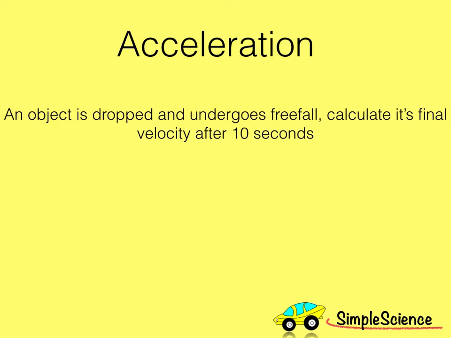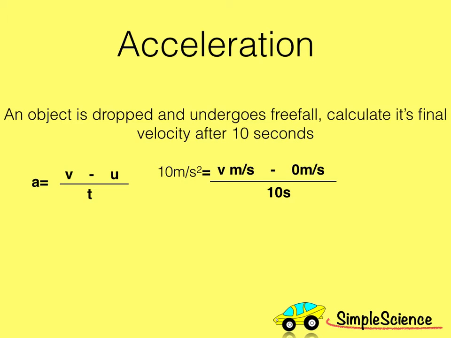Moving on. When an object is dropped and it undergoes free fall, calculate its final velocity after 10 seconds. Now we put in the formula. In this situation, we are not calculating the acceleration, rather we are calculating the final velocity. So we're calculating v, essentially. We know u is 0 because we're dropping it. The initial speed is 0. And the time taken for this entire acceleration is 10 seconds. And there we go. 10 meters per second squared is the acceleration of free fall. It's the acceleration when something is dropped in a vacuum, which is what we're assuming here.